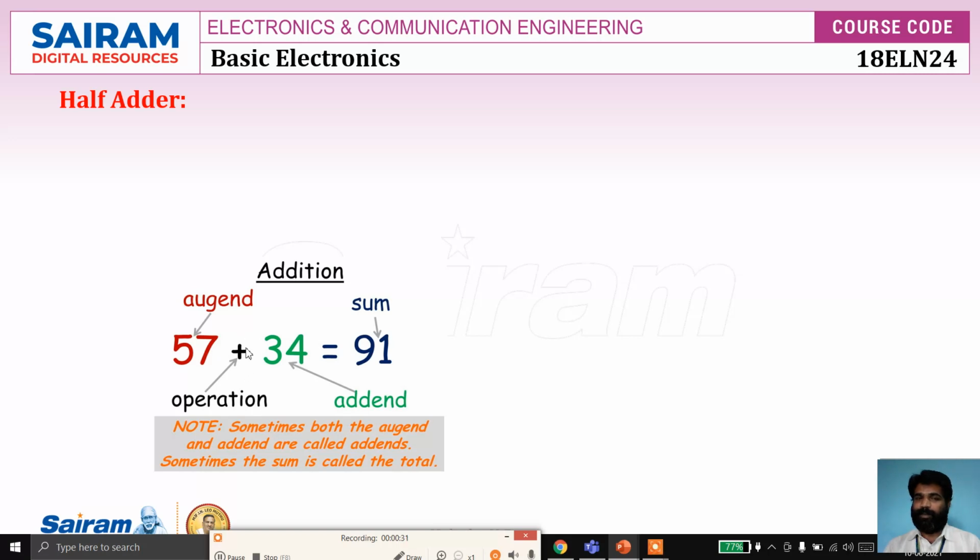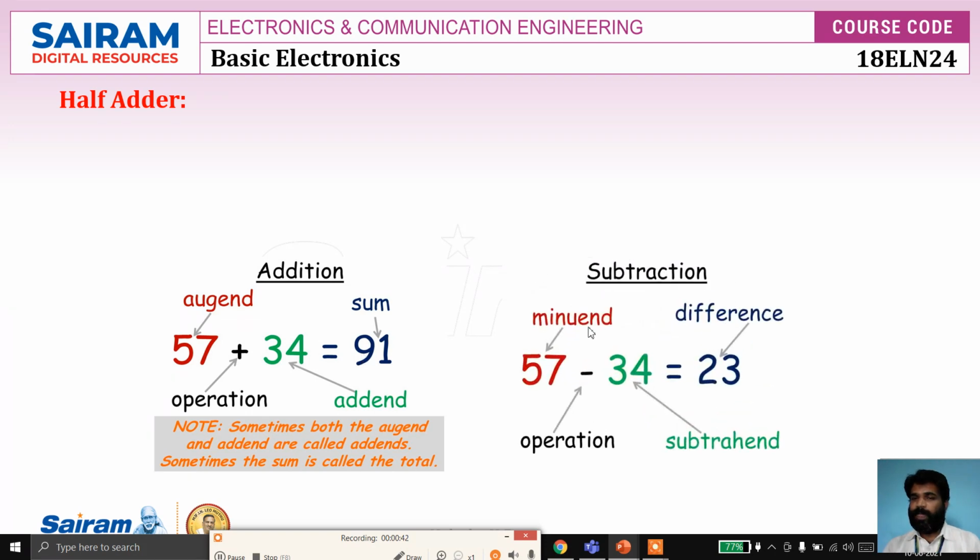Addition is a binary operator. The operands are called augend and addend in decimal, and you will get a sum. In subtraction, the operands are minuend and subtrahend, and you will get a difference. The subtrahend is the number to be subtracted. We know subtraction can be performed by 2's complement addition in binary or 10's complement addition in decimal. So we concentrate on only adders.